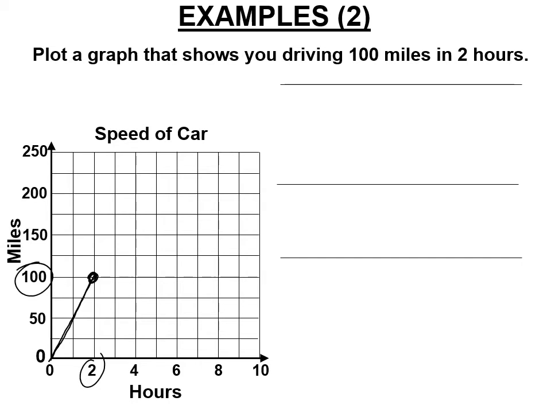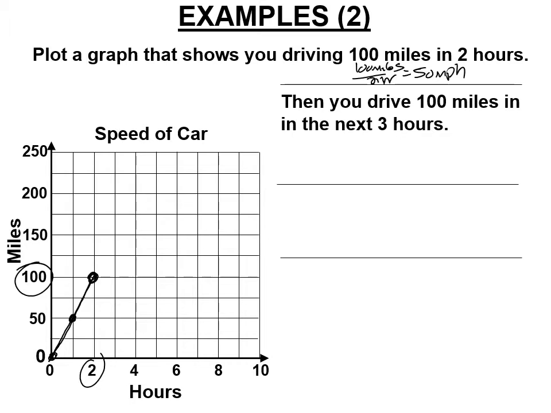Now, let's understand, that's 50 miles per hour. It's 100 miles in 2 hours, so 100 miles in 2 hours is 50 miles per hour. Okay, and then let's see what it says to do next. Oh, and by the way, all these graphs are going to start at 0, 0, unless it says otherwise.